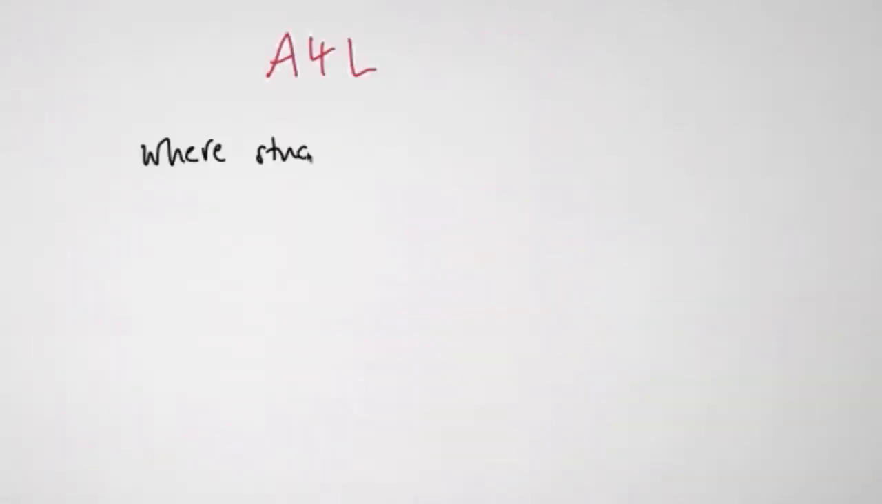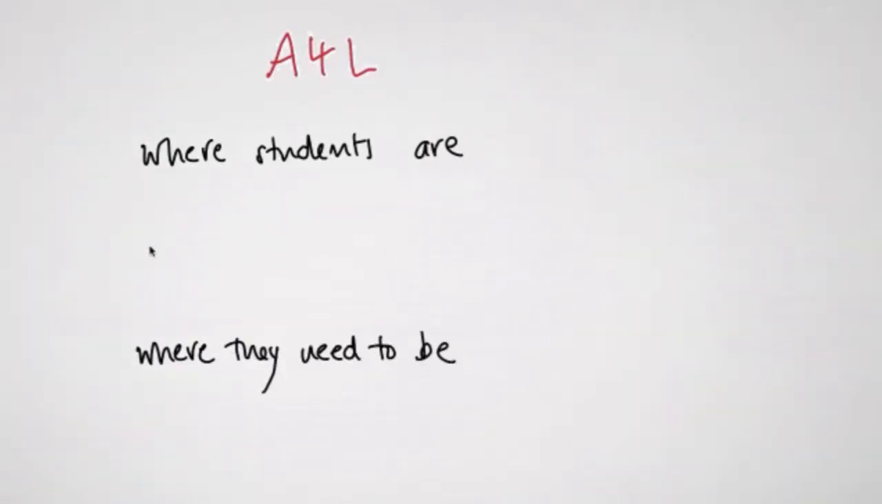So assessment for learning is about helping students know where they are and also how they can be successful. So it's really about communicating 3 things: where students are, where they need to be, and a way to close the gap between the two.